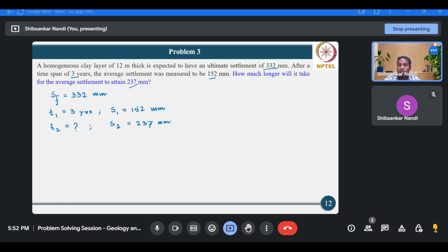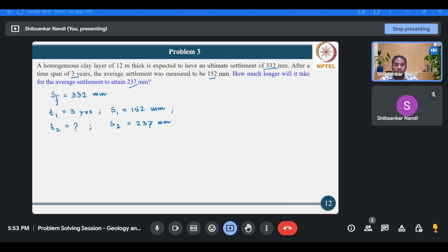We know the ultimate settlement, which is 332 millimeter, and we know the duration required for an average settlement of 152 millimeter, which is 3 years. Now we have to calculate the time for another settlement value, that is 237 millimeter. How we can solve this problem, we'll see in the subsequent course. Our first job to answer this question would be to determine the degree of consolidation.